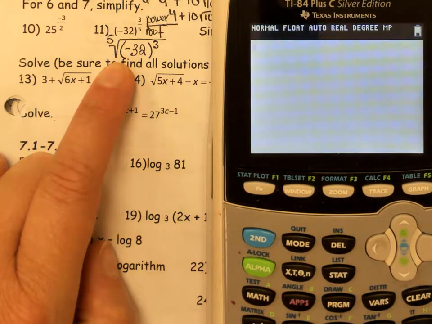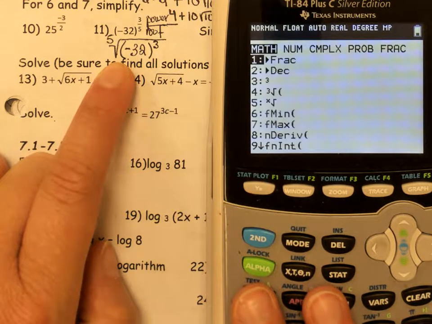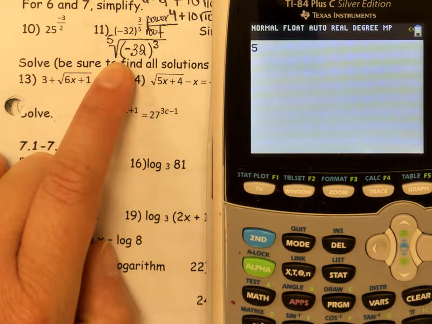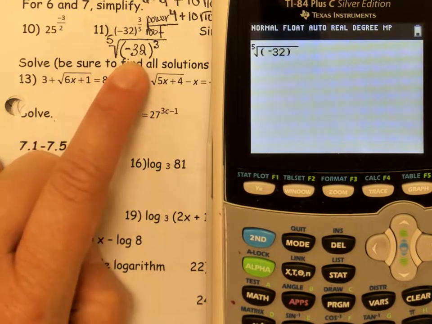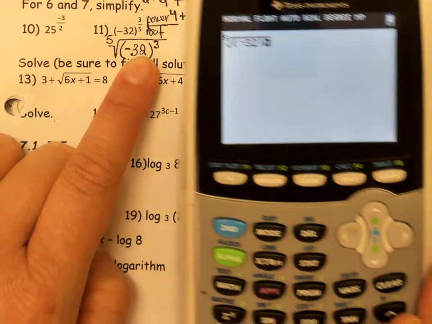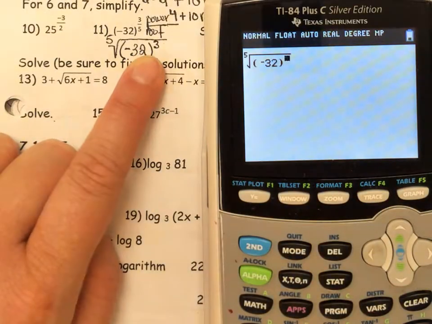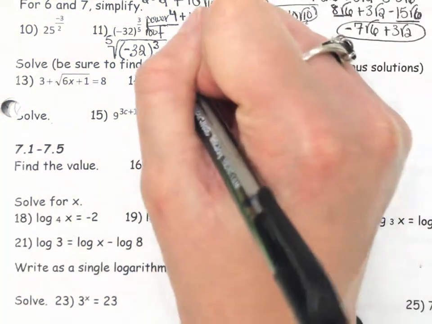Alright, let's do that again. So you hit 5, then you hit math. Hit 5, then hit math. Alright, then you go down to number 5, which is the x root. You type in parentheses, negative 32, close parentheses. How do you do the power? The little caret button right here below clear. Yep, the little caret button to the third power. What'd you get? Negative 8. There you go.